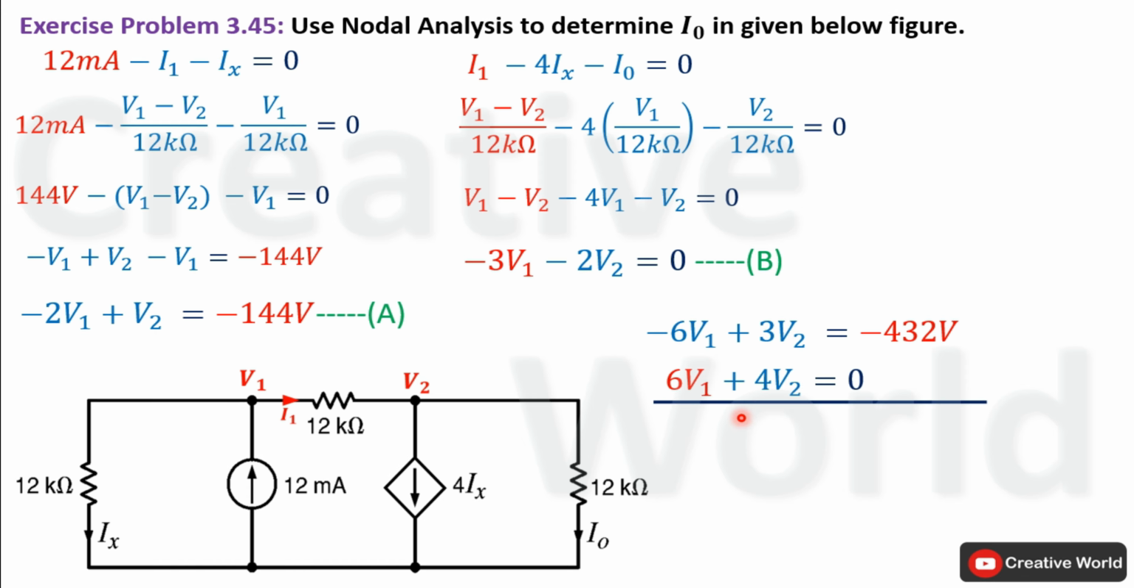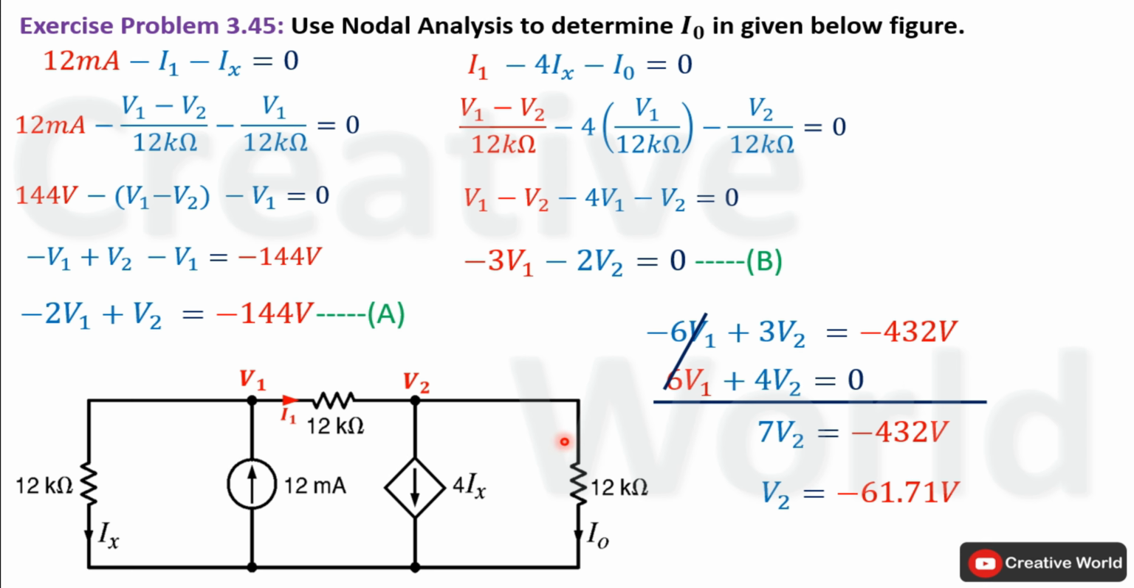Add these two equations together. Minus 6V1 and plus 6V1 will cancel out with each other. Sum of 3V2 and 4V2 will become 7V2. On the other hand side of equal, minus 432 volt will be left. In order to find out the value of V2, we will divide this equation by 7 on both sides. V2 will be equal to minus 61.71 volt.